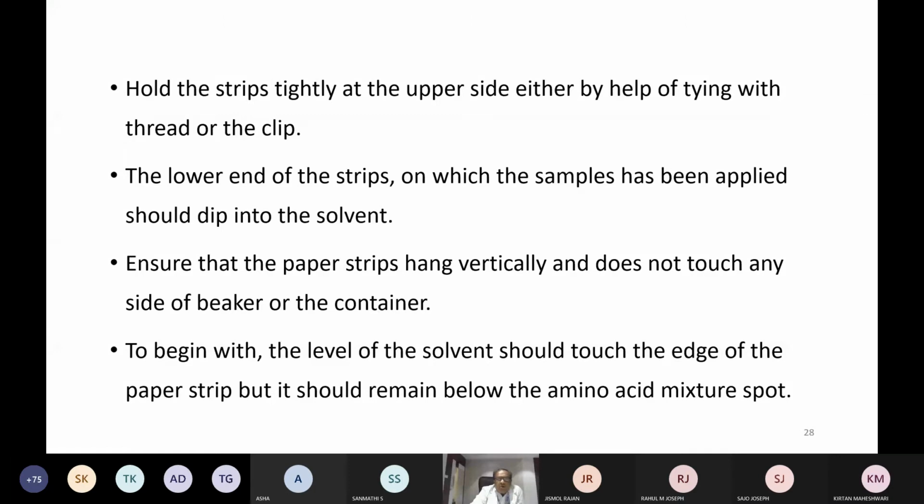To begin with, the level of the solvent should touch the edge of the paper strip, but it should not be below the amino acid mixture spot. Care must be taken that the solvent level does not go above the line you have marked on which you put your spot, and it should be dipped so that the movement of the liquid takes place along with the mixture that you have spotted. So they go concurrently and move upside.